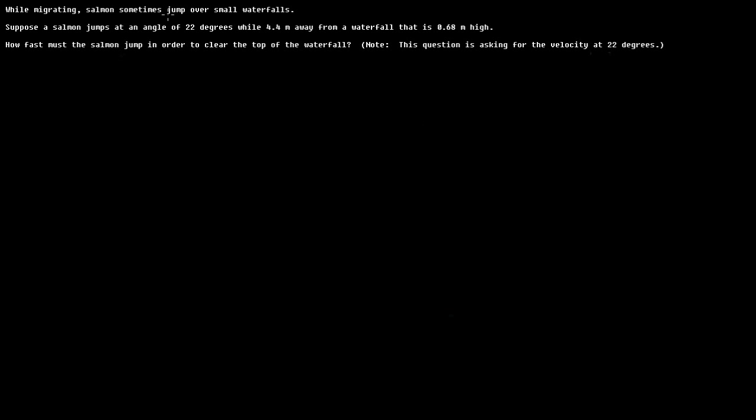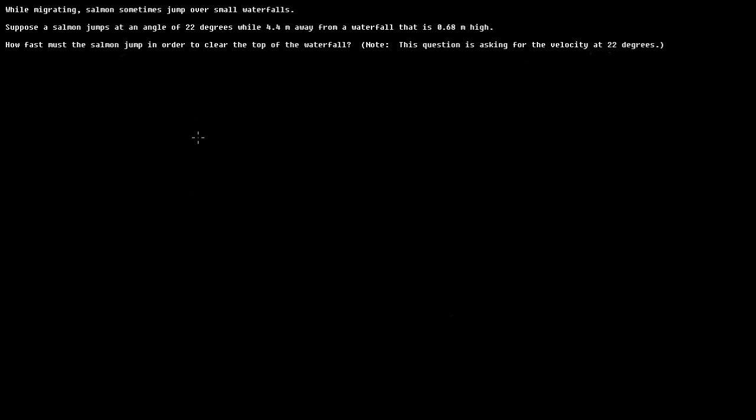While migrating, salmon sometimes jump over small waterfalls. Suppose the salmon jumps at an angle of 22 degrees, while 4.4 meters away from a waterfall that's 0.68 meters high. How fast must the salmon jump in order to clear the top of the waterfall? Note, this question is asking for the velocity at 22 degrees.